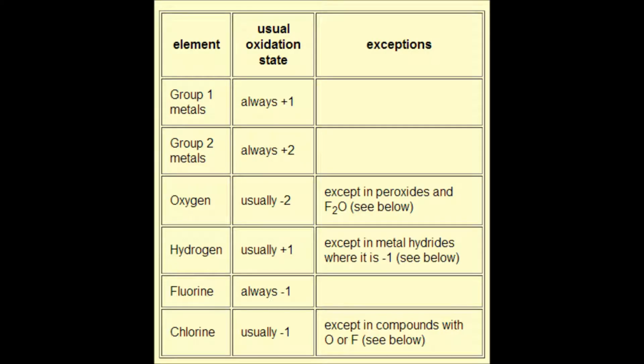So the oxidation state of an atom is how many electrons it has lost or gained. So if it has lost electrons, it has a positive oxidation state. And if the atom has gained electrons, it has a negative oxidation state.